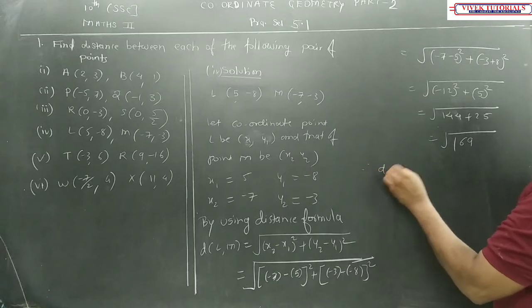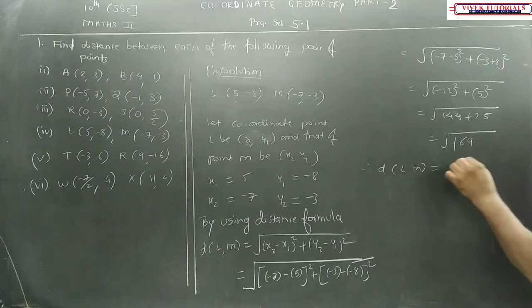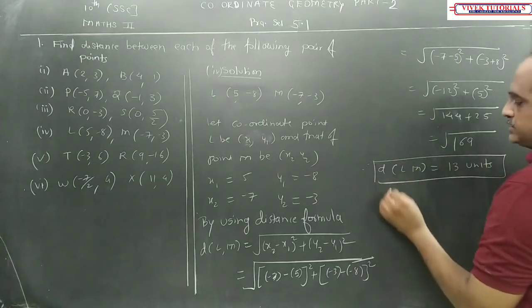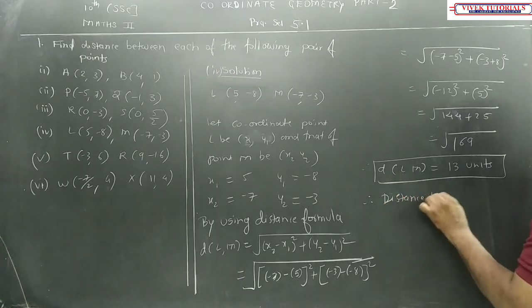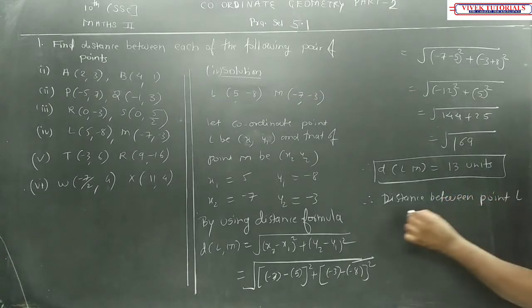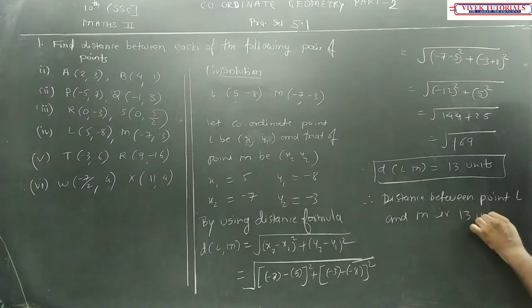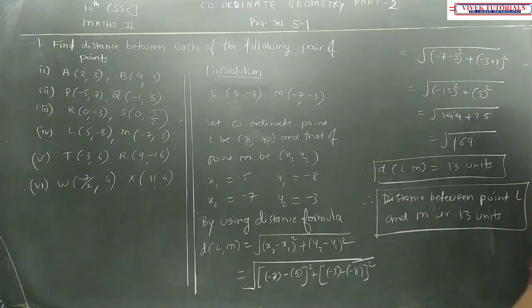Therefore, what can I write? Distance LM is equal to, we know the square root of 169 is 13 units. That you are going to put in a box. Therefore, distance between points L and M is 13 units. This you are going to put in a box. Copy it down properly. If you are not sure, just check your answer or copy it down properly.